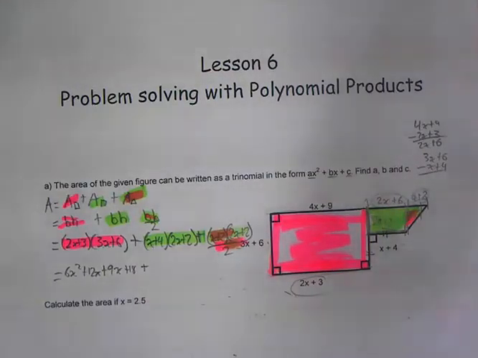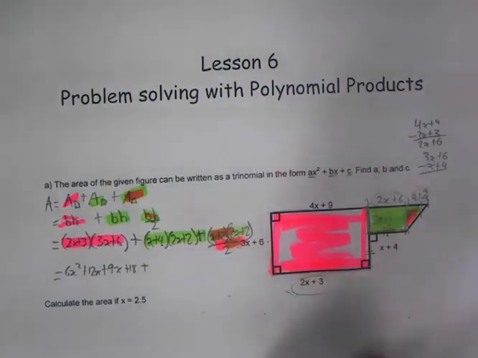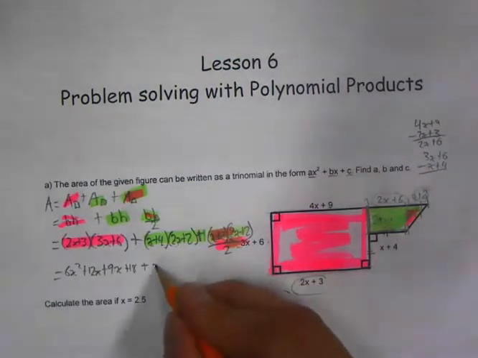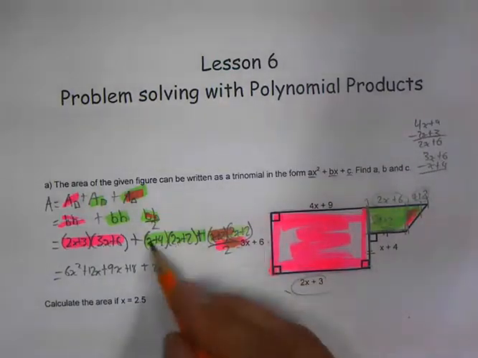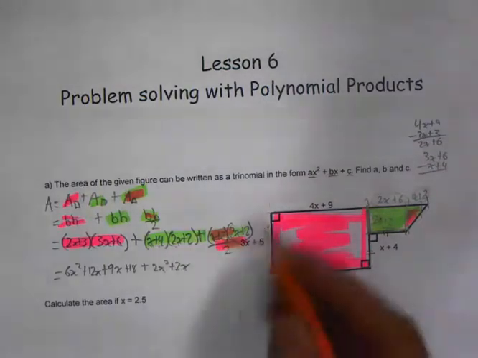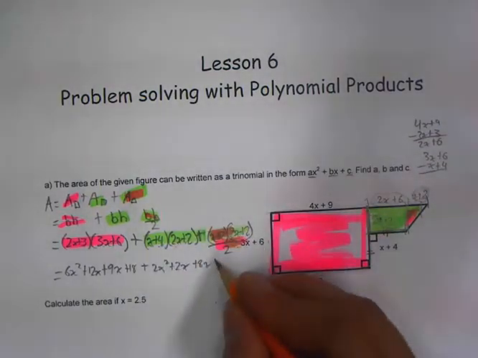Now we have to add this next part here. So I have x plus 4 multiplied by 2x plus 2. So x times 2x will give me 2x squared. Then x times 2 is going to be plus 2x. Then 4 times 2x is just plus 8x. And then 4 times 2 is plus 8.